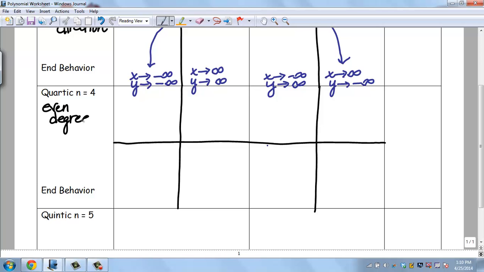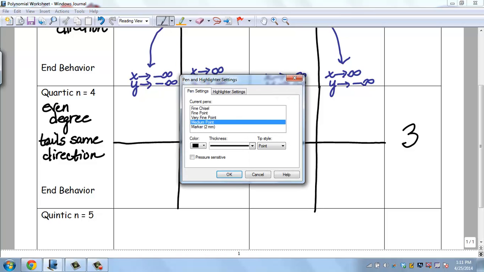If I have an even degree, my tails are the same direction. Okay, and since I have one less turn, I know there's going to be 3 turns to this graph. Okay, so let's kind of do an example. I'll make the color different. Let's pick green this time.